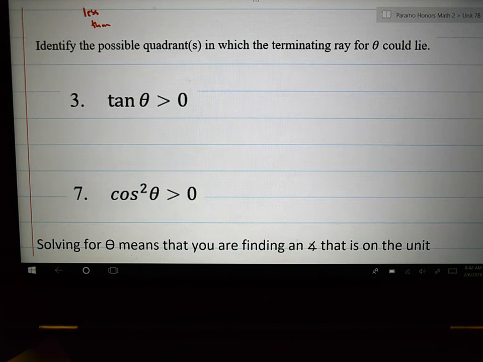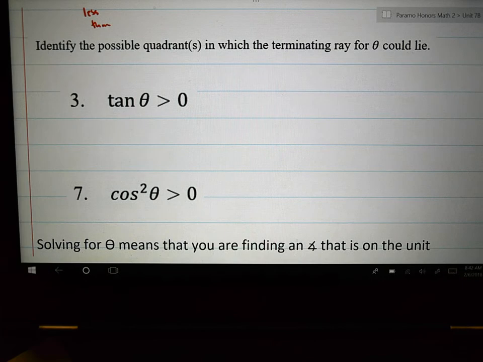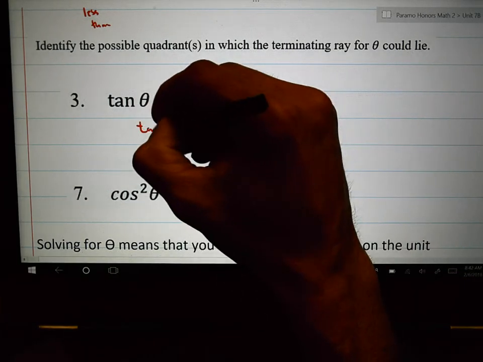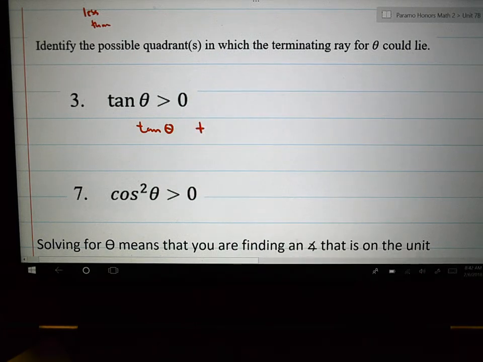Number 3 is in your worksheet. Feel free to do this on your worksheet if you would like. The tangent of theta is greater than 0. We need to find where the tangent of an angle is positive. That's what we need to find.